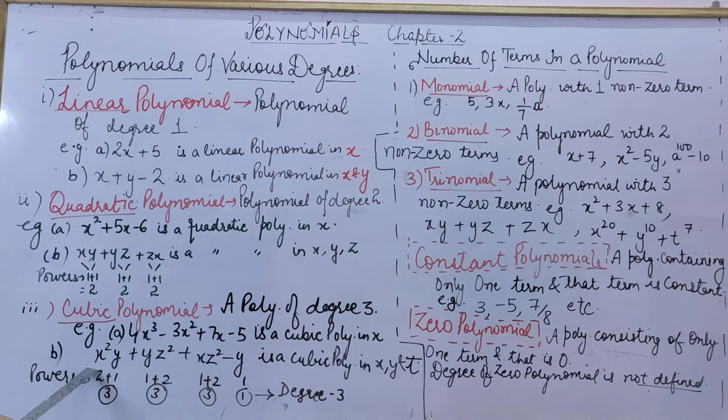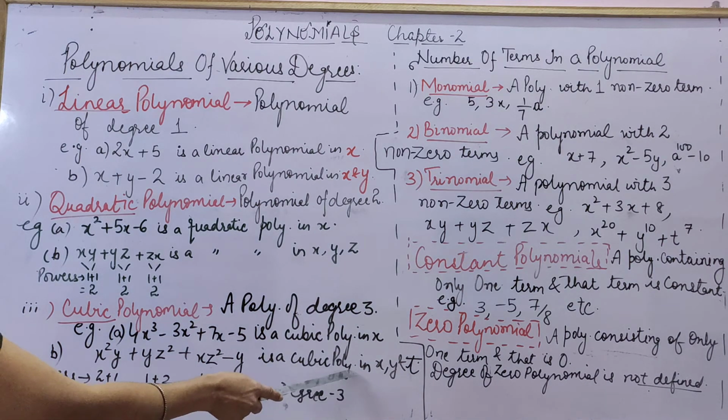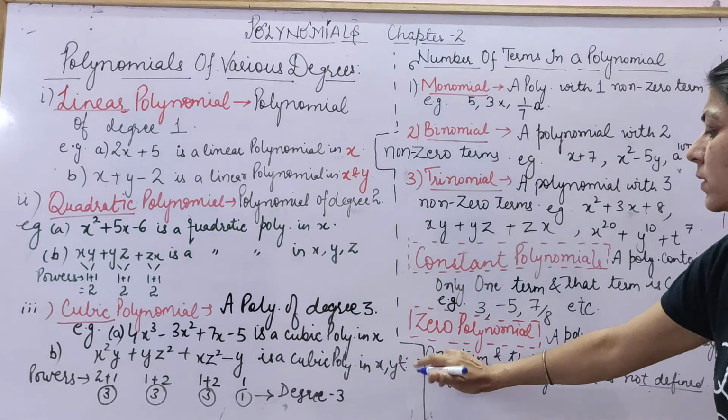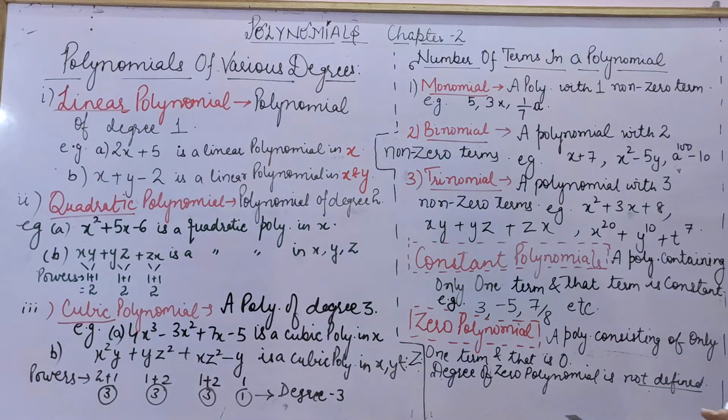Let us look at the next very important example: x square y plus y z square plus x z square minus y. Now look at their powers. The powers are 2 plus 1, 3. 1 plus 2, 3. 1 plus 2, 3. And here only 1. So what is the highest power among all these? Highest power is 3. So its degree is 3. Hence it is a cubic polynomial in three variables x, y and z.